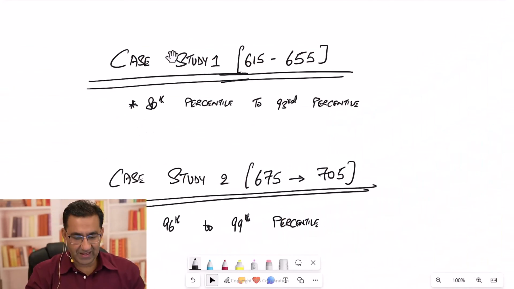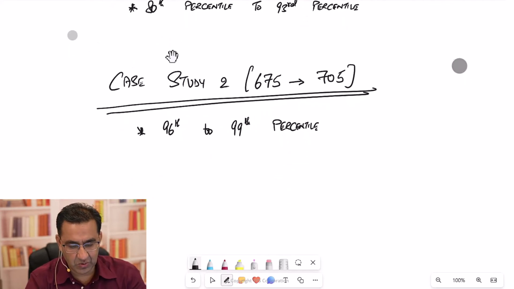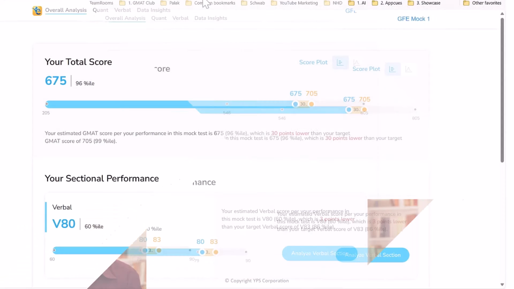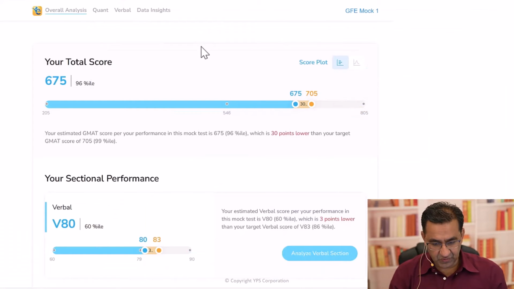With that, let's now come to case study 2, a student whose current score is 675, which is a 96th percentile, an incredible score, and the student wants to improve to 705. So here I am in the student's account.